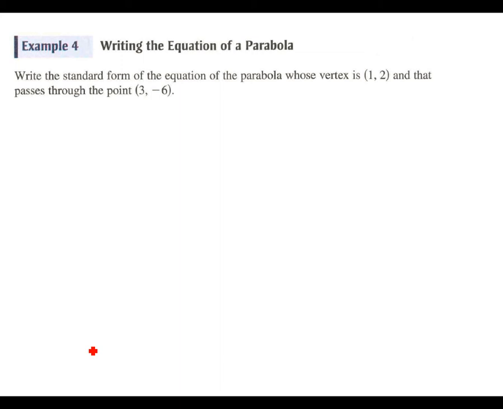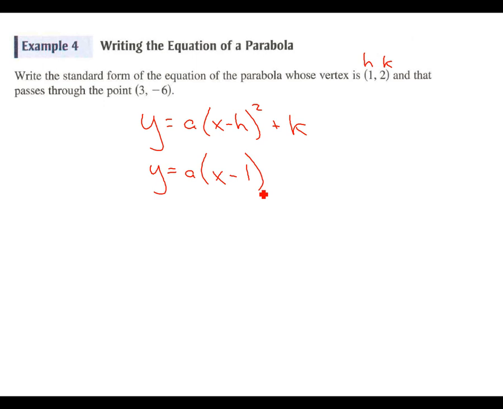All right, so now we're going the opposite direction. We're going to be given the vertex and another point on the graph, on the parabola, and see if we can write the standard form. All right, so let me write the standard form back up again. So y equals a x minus h squared plus k. We know h and k. Here's our h, here's our k. So let's plug that in first. Y equals a x minus 1 squared plus 2.